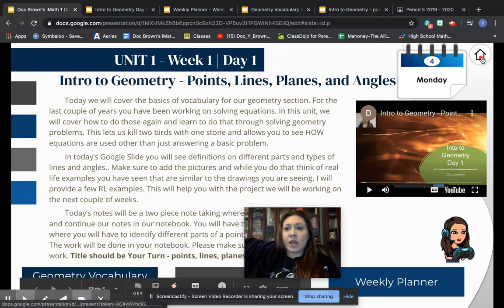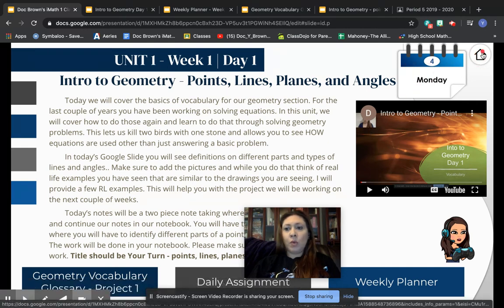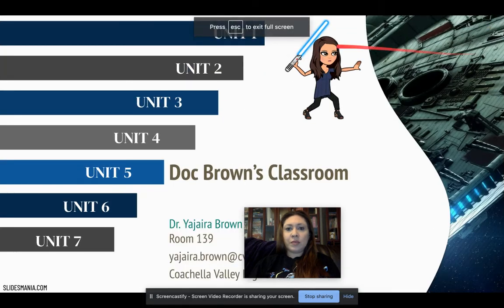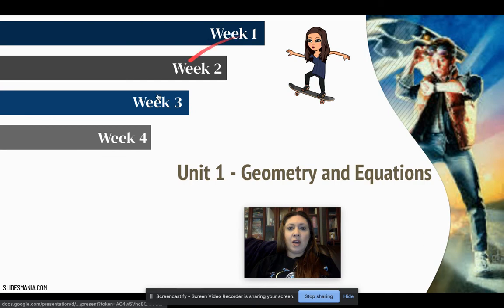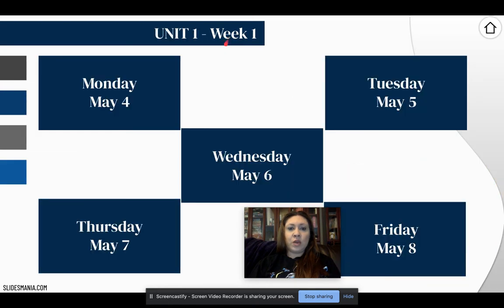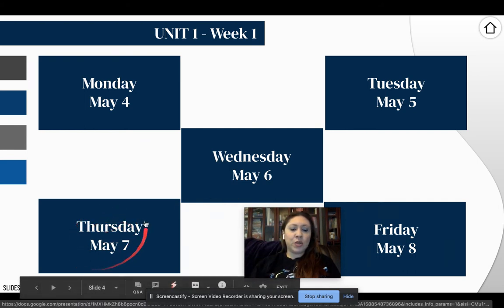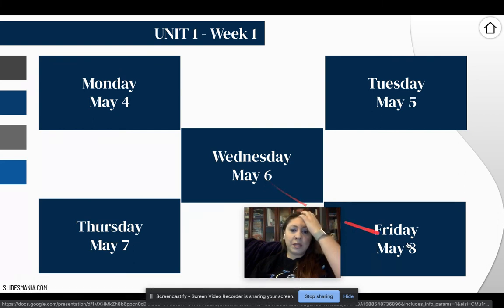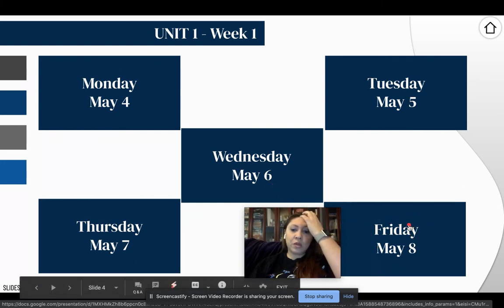Another cool thing, if you see this home button, if you click on it, it'll send you to the first page. So you can go back to Unit 1, whichever week you need. Week 1's the only thing that I have up. The only one that isn't 100% done is Thursday, but Monday, Tuesday, and I believe Wednesday are all 100% done. And obviously Friday, we're not doing anything. It's just going to be a work day.